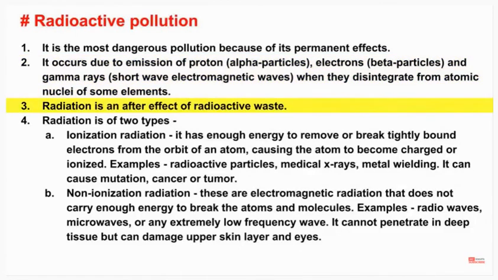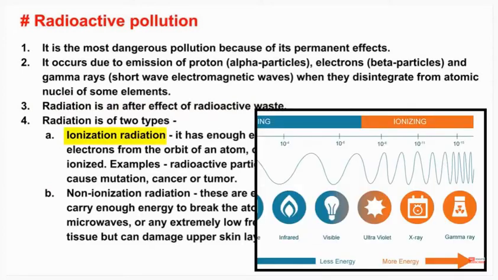Now, radiation is an aftereffect of radioactive waste. Radiation can be categorized into two groups: non-ionizing radiation and ionizing radiation. Ionizing radiation has enough energy so that during an interaction with an atom, it can remove or break tightly bound electrons from the orbit of an atom, causing the atom to become charged or ionized. Some examples of ionizing radiation are radioactive particles, then medical X-rays, then metal welding.